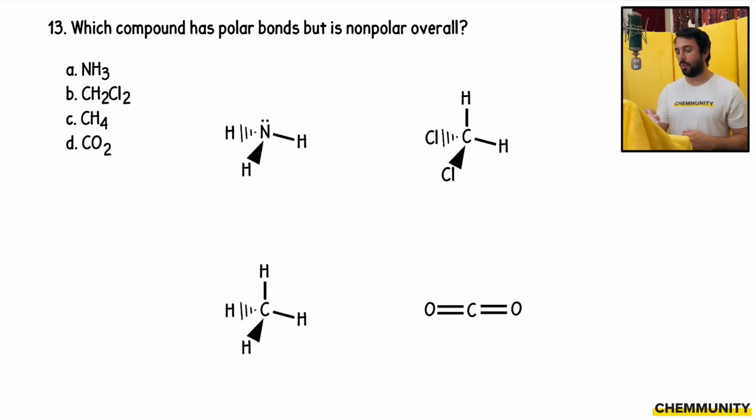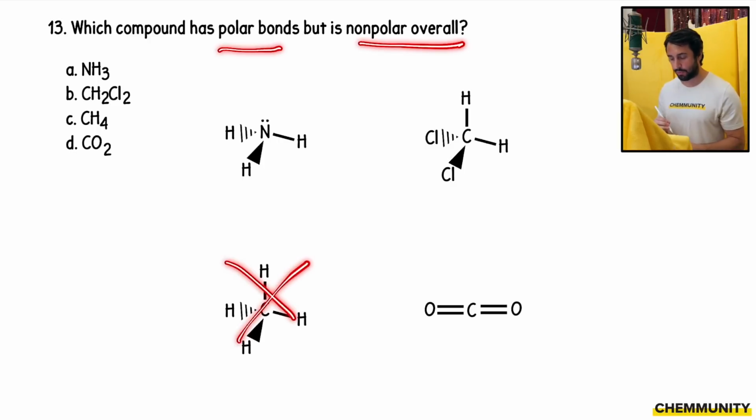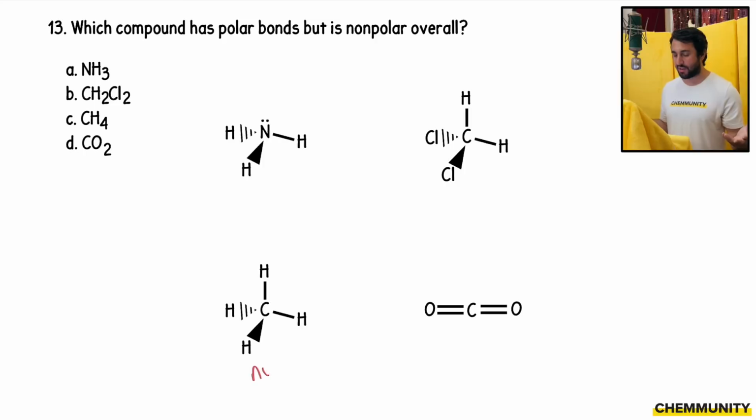So the question asks, which compound has polar bonds but is nonpolar overall? Well, the first one we can get rid of is methane, because that does not even have polar bonds, right? So if there are no polar bonds at all, the molecule cannot be polar. The rest of these molecules do have polar bonds, but which one of them would be nonpolar overall?